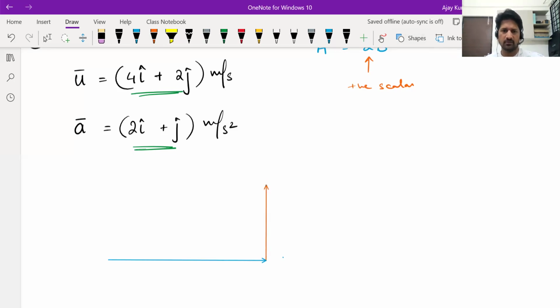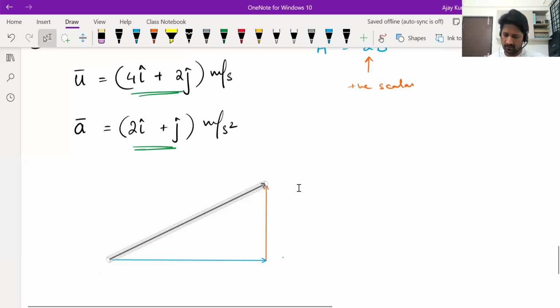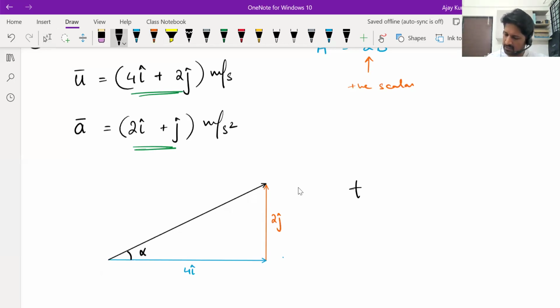Physics questions, don't solve them only mathematically. Okay, only if you understand the situation properly, it will make more sense, and it will, what can I say, stay in your brain longer. You need to exactly understand what is happening. So yeah, 4 i cap plus 2 j cap. Let's say this vector makes an angle alpha with the x-axis. Someone quickly tell me how much is tan alpha?